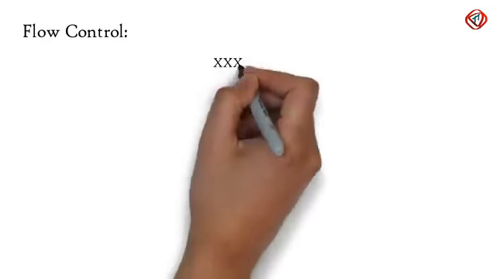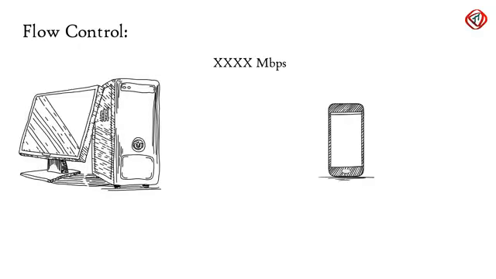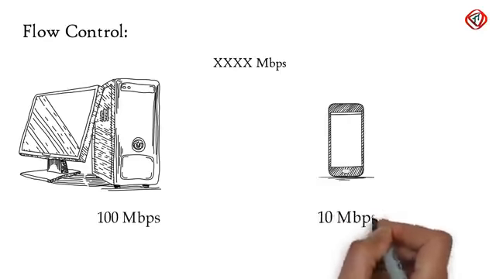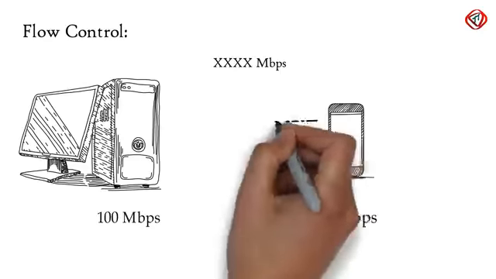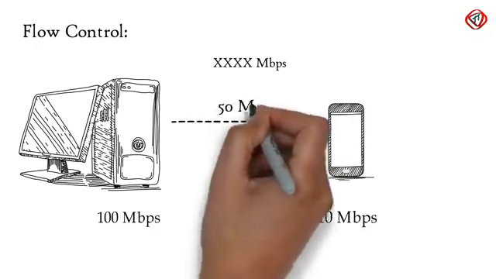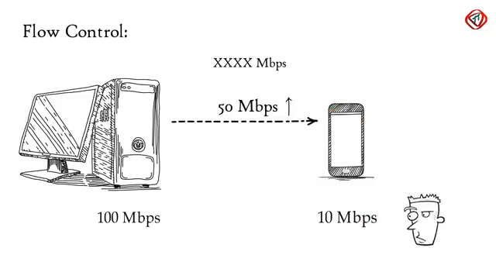In flow control, transport layer controls the amount of data being transmitted. Consider our mobile is connected to a server. Suppose server can transmit data maximum at 100 Mbps and our mobile can process data maximum at 10 Mbps. Now we are downloading a file from the server, but server starts sending data at 50 Mbps, which is greater than the rate our mobile can process.